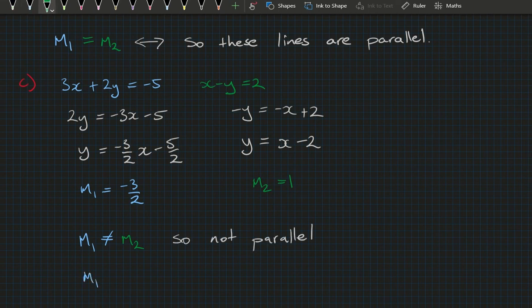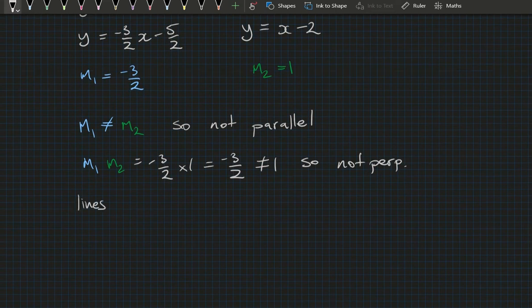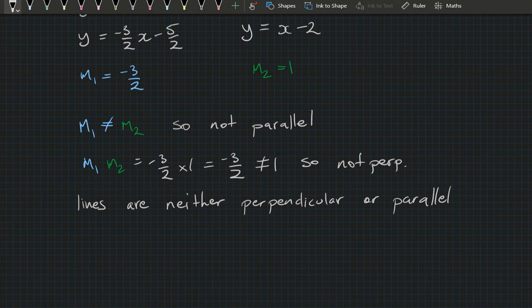And m1 times m2 is equal to minus 3 on 2 times 1, which obviously equals minus 3 on 2, and that's not equal to minus 1. So they're not perpendicular either. So this means it's neither perpendicular nor parallel. Okay, it really is that easy.